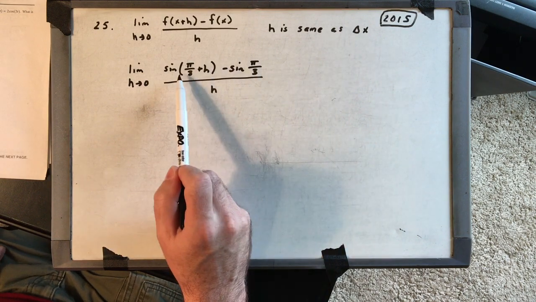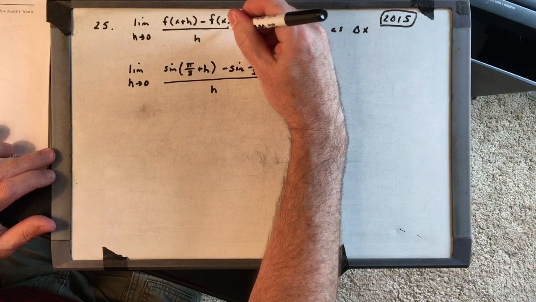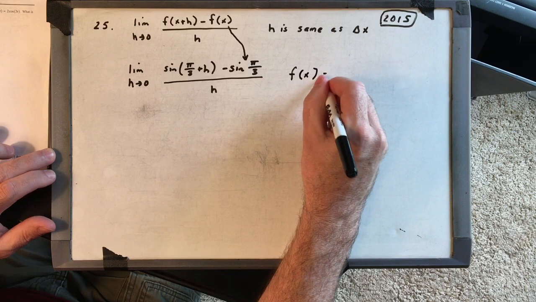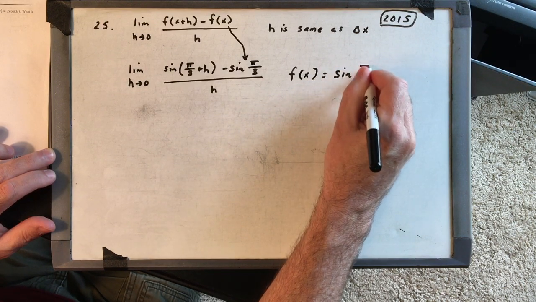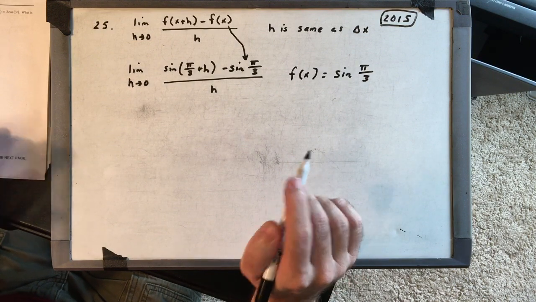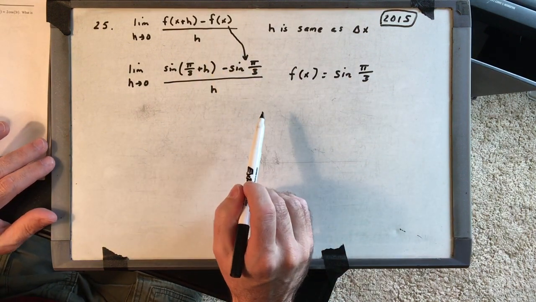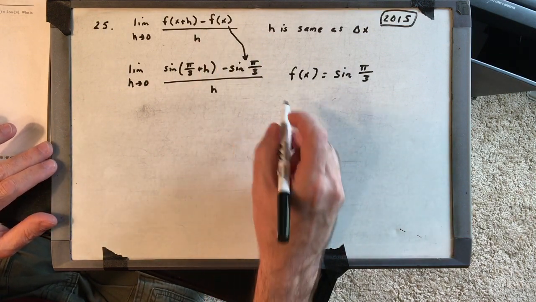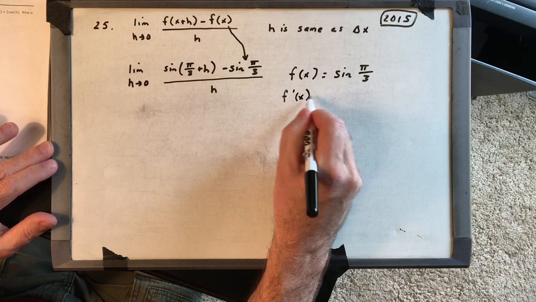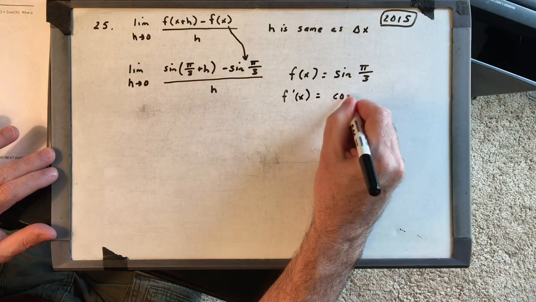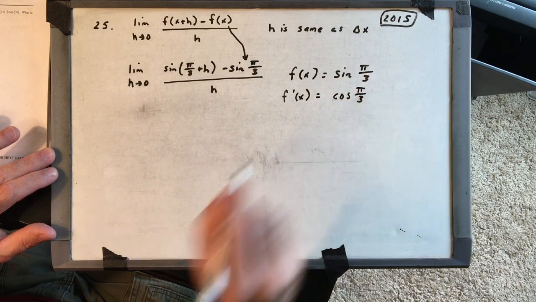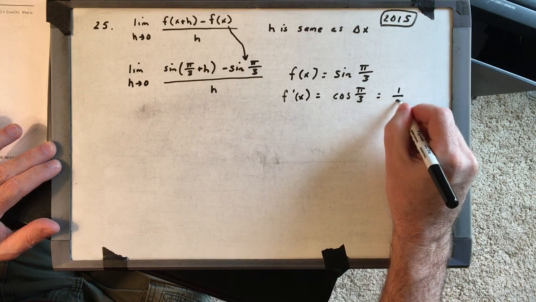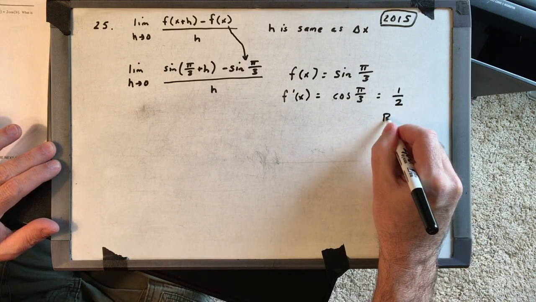Okay, so looking at this, what is f of x? Well, f of x is just the sine of pi over 3. So they're just trying to see, do you recognize this is the definition of the derivative, and can you pick out what f of x is from this? Okay, so what's f prime of x then? Well, what's the derivative of sine? It's cosine. So cosine of pi over 3. If you can remember your unit circle, what's the cosine of pi over 3? It is 1/2. And that is answer B.